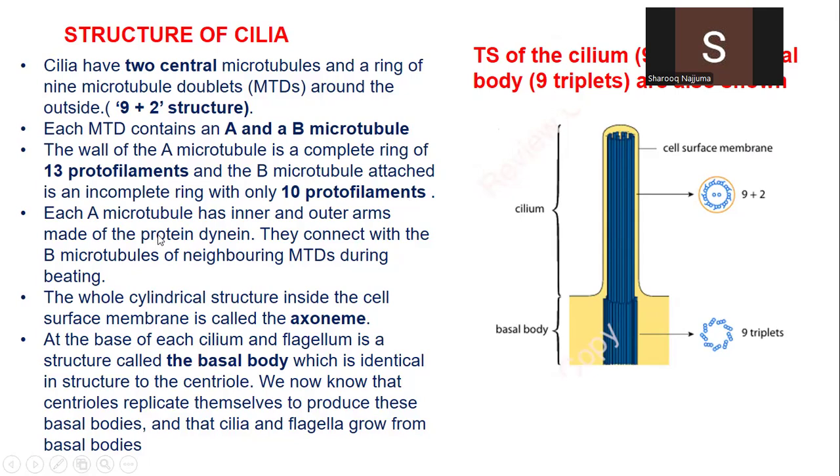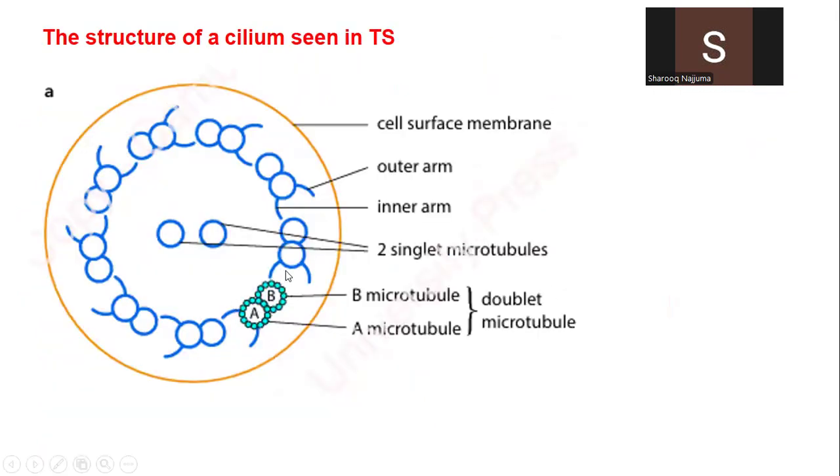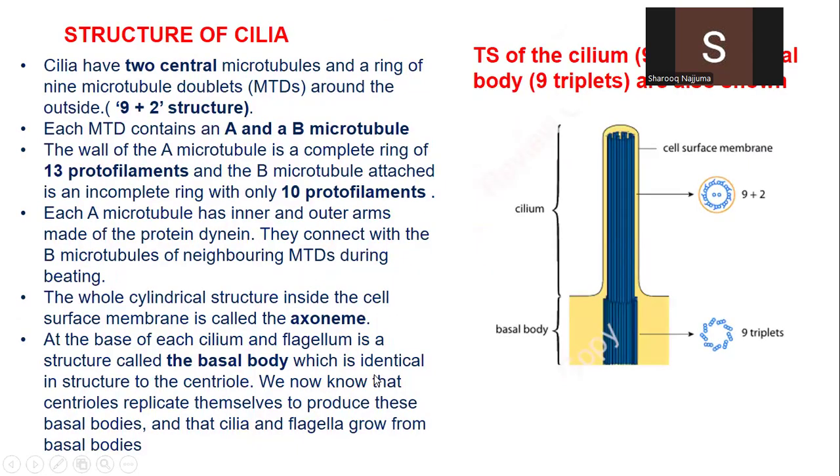We saw that each microtubule has an inner and outer arm. With inner, we are referring to the arm inside, and then outer to the arm outside. Those arms are made up of a protein called dynein. I think I didn't write the right spelling, but this is the spelling, dynein.